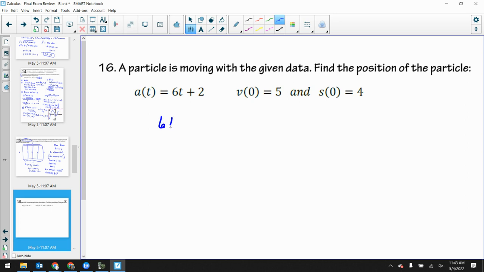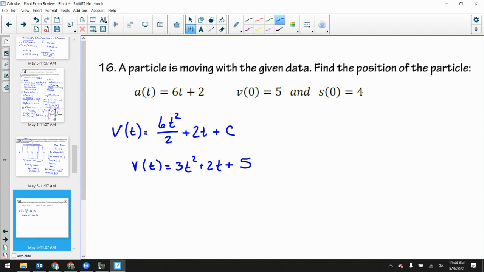So this means 6t squared over 2 plus 2t plus c is velocity. But the nice thing is I give you v of 0. So the velocity is really 3t squared plus 2t plus 5. If I were to give you any other value, like I said v of 1 is 5, then you just plug in 1 and set it equal to 5 and see what the c value would be.